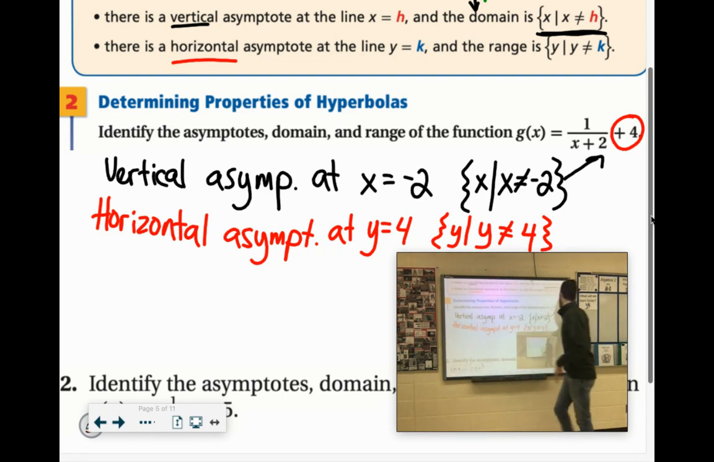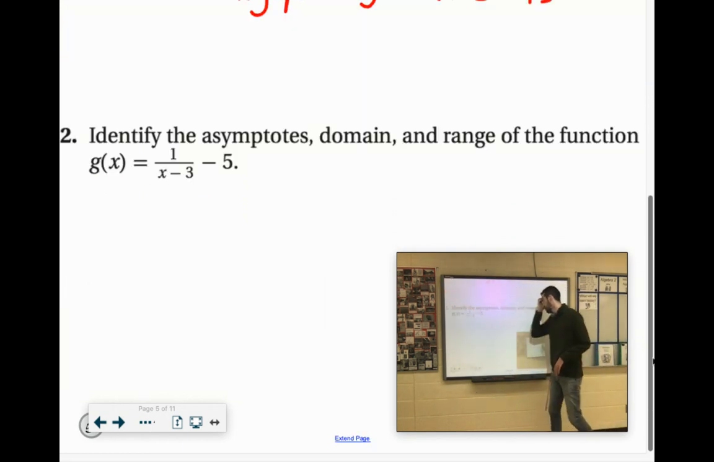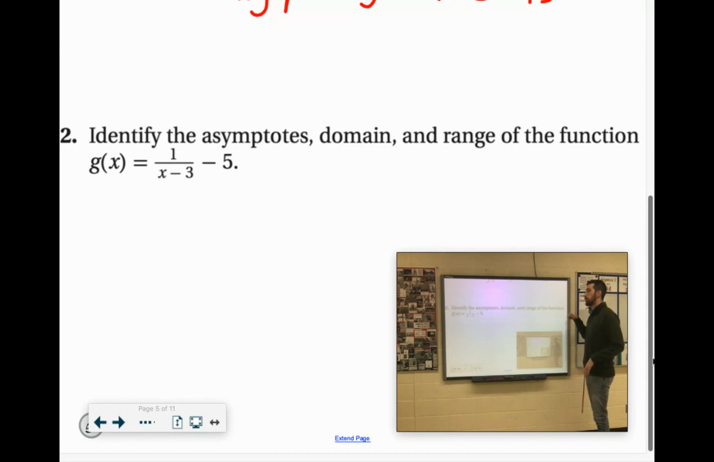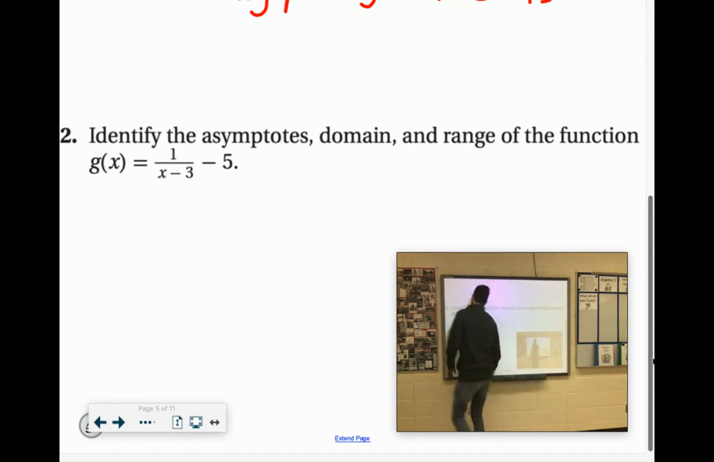So let's try that again. We've got one more of those together, and then I want you to try one out. Actually, this is the one I want you to try out. So pause here, try it out, and I'm going to work it out.